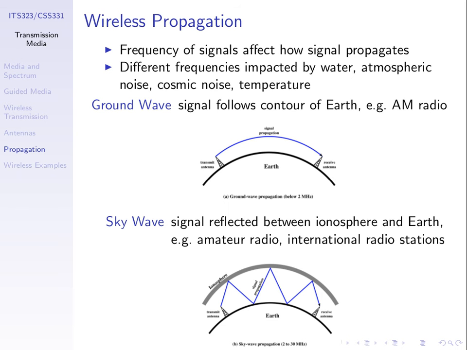Ground wave propagation allows us to communicate across long distances and is used in AM radio.